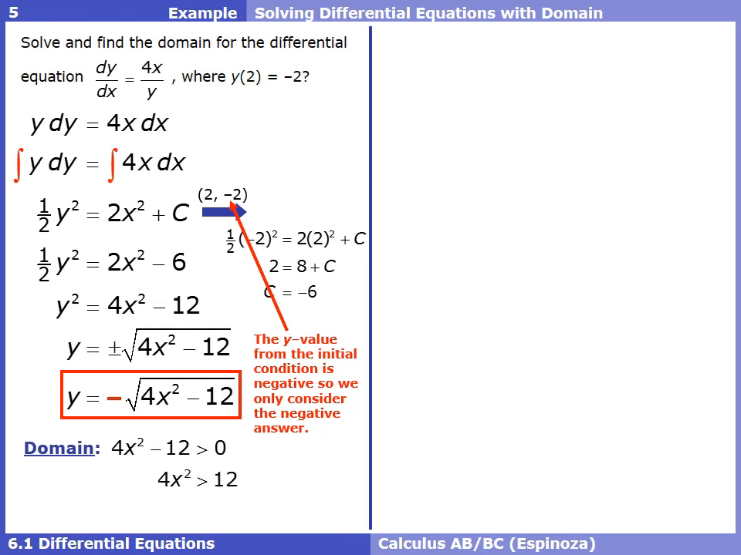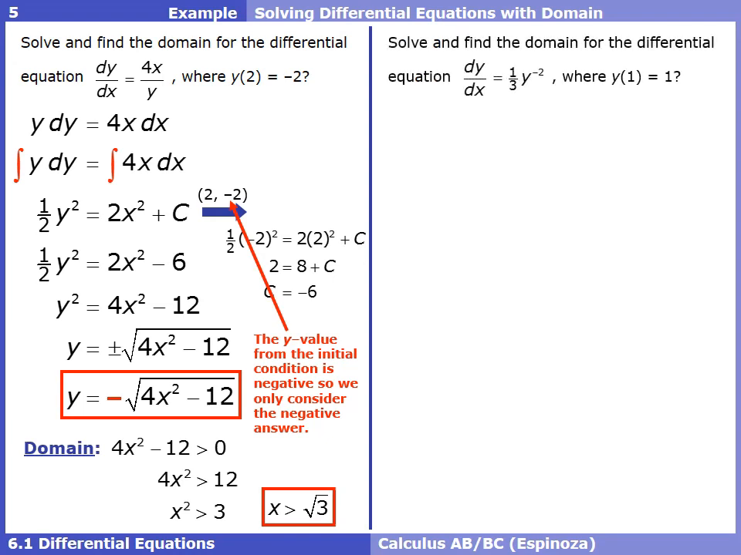If we add 12 to the other side and divide by 4, and when we take the square root, that would be our domain. X has to be bigger than the square root of 3 so that the inside of that radical is always positive.